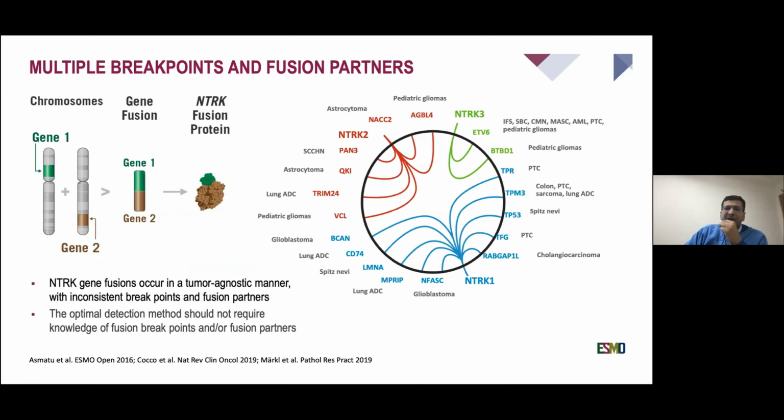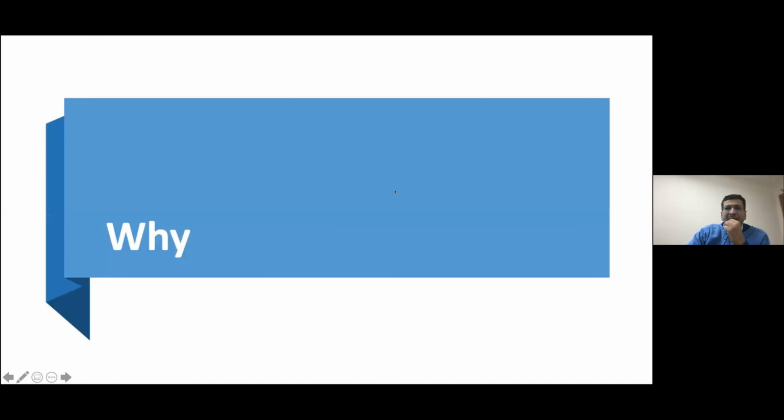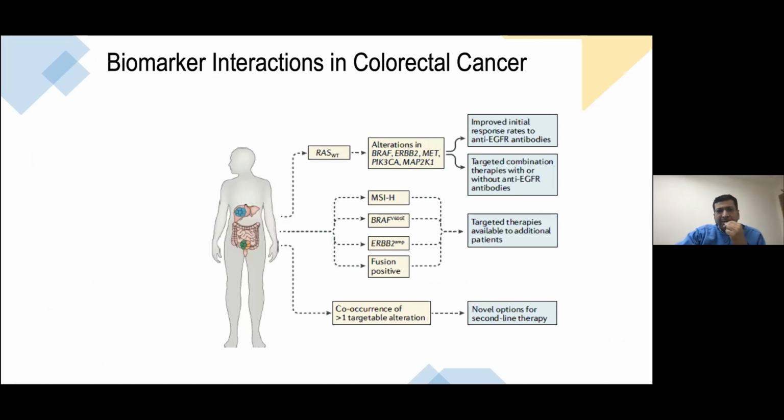So if a mutation is there in the TRK, it will not help. But if there is a fusion, yes, there are a lot of partners which give us a chance to manipulate. And why do we need to do it? Obviously, because it can predict not only prognostically, but also the response to the therapy.